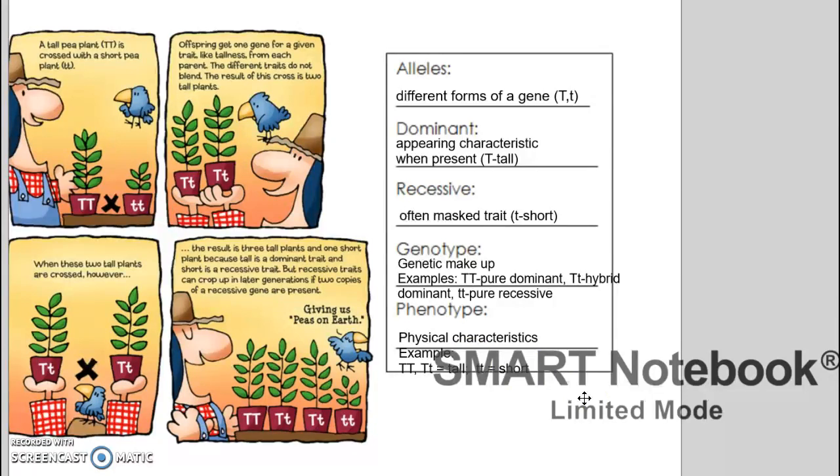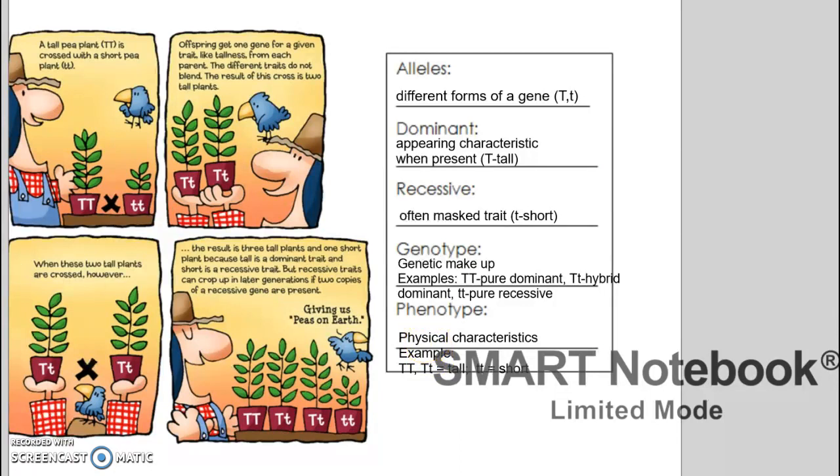Phenotypes are physical characteristics. Some examples of those are like we showed over here in the picture. You can have tall plants by having big T, or big T, little t. Short plants are only going to show up when you have little t, and that's the only way because short is the recessive trait. Okay, so phenotype, physical characteristic, genotype, genetic makeup.